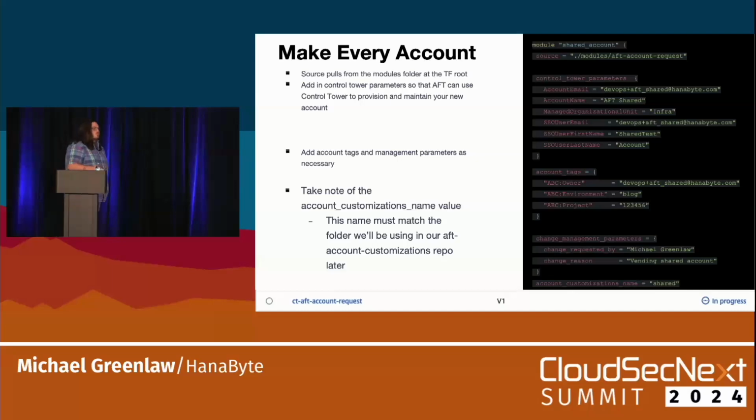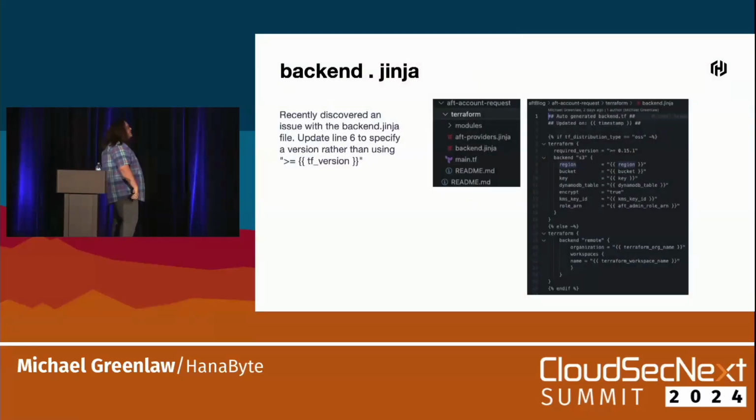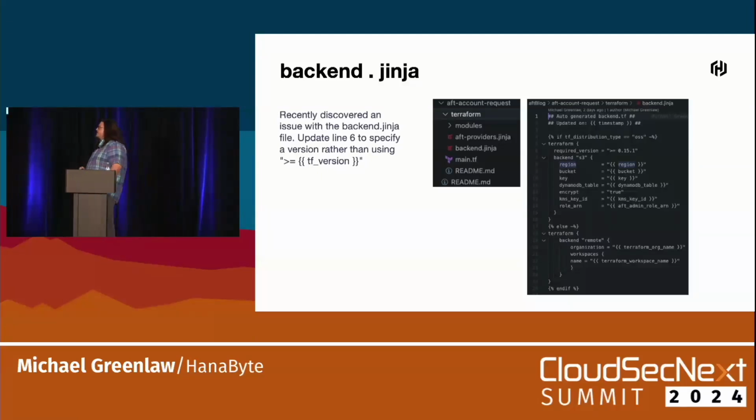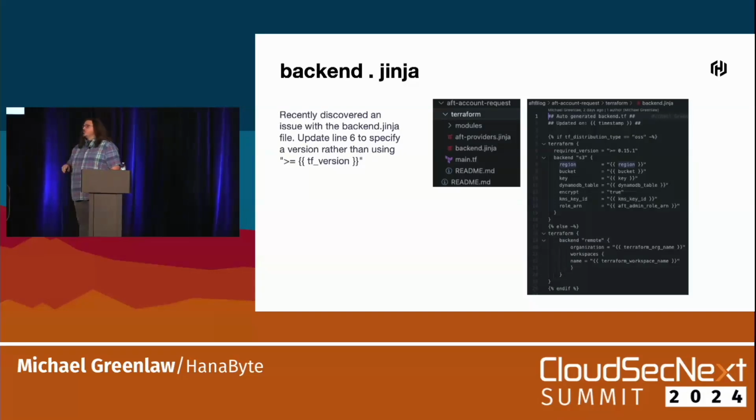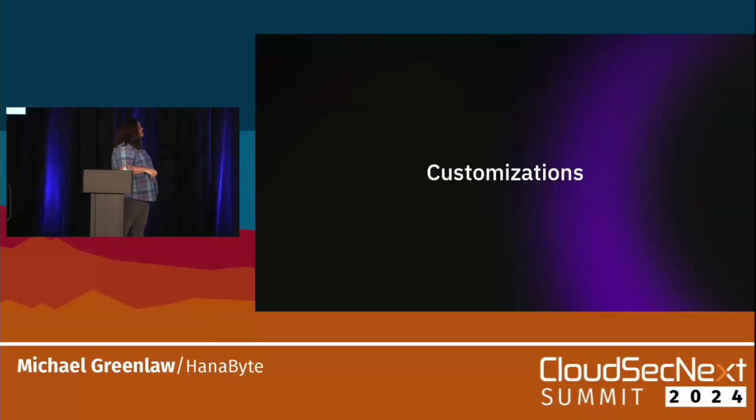So one small caveat. With this version, I did notice that there is an issue with the backend file, and one of these variables is off, so we had to implement a Terraform version in there. I believe this has been corrected in newer versions, so you might not have to worry about that if you bump up your versioning a little bit. And now we can go on to customizations, right?